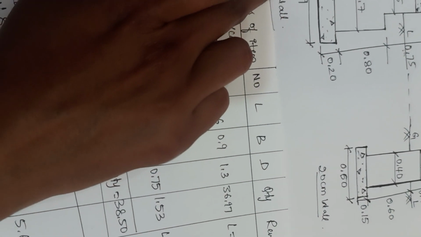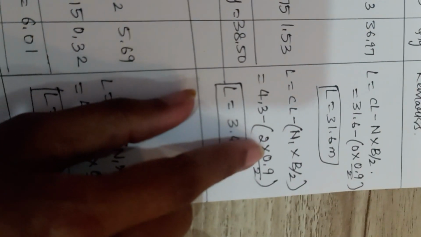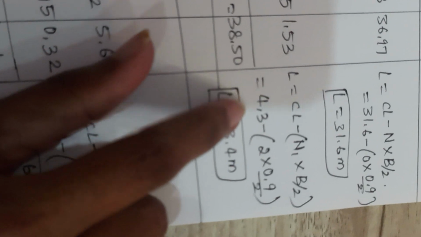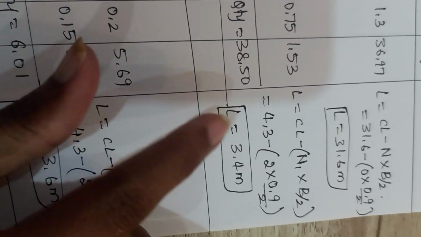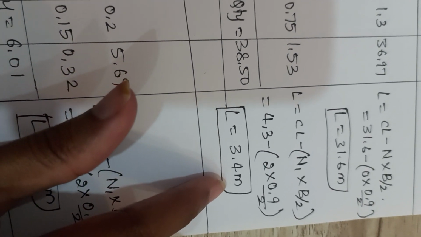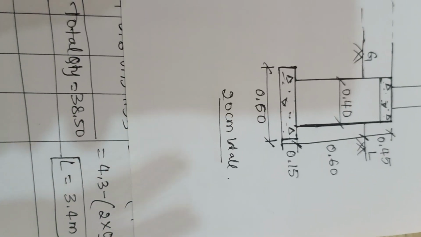So now here you have 0.9 meter width which is already excavated. So that same width you have to keep it here. So now if you keep 0.9 and if you simplify the equation, you will get a value of L as 3.4 meter. Let us keep the value within the table, then multiply that.